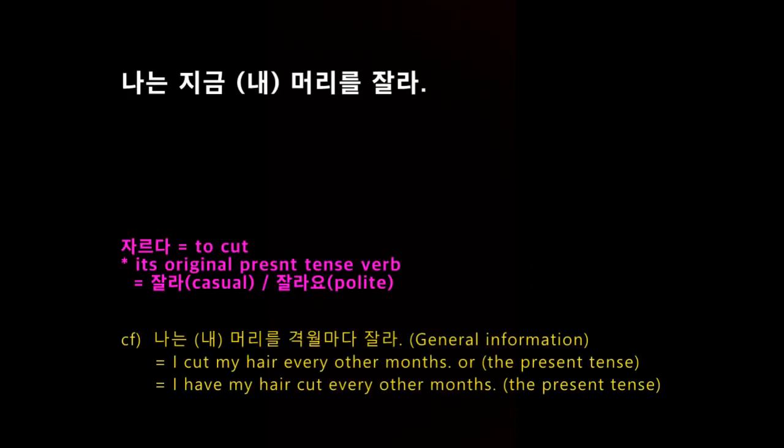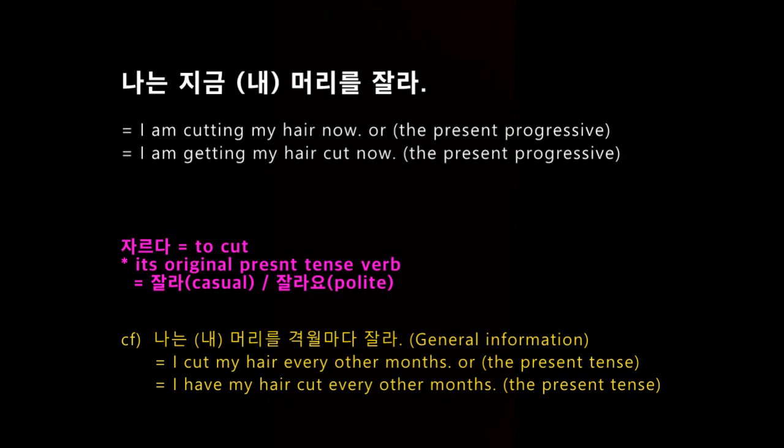Actually, we can use the original present tense formula to make the present progressive tense as well, like this. As I repeatedly mentioned, the original present tense formula has many functions with the context. So this Korean sentence can have two meanings as well. 나는 지금 머리를 잘라. 나는 지금 내 머리를 잘라.